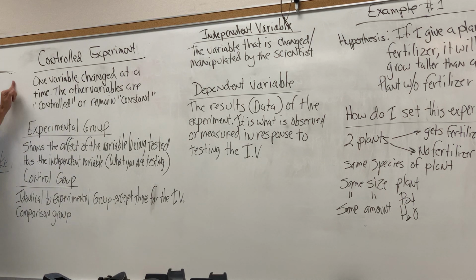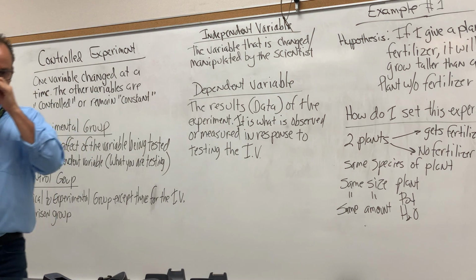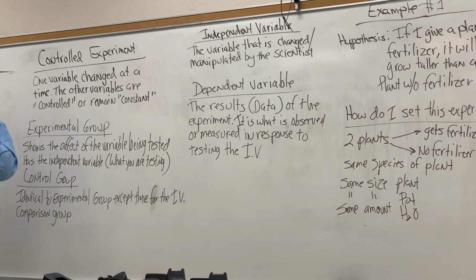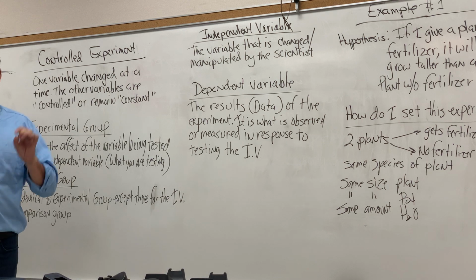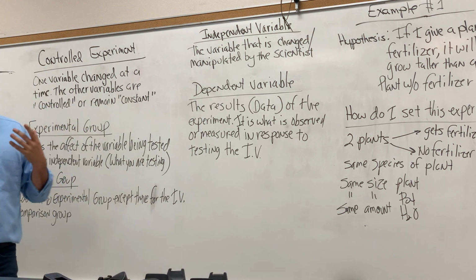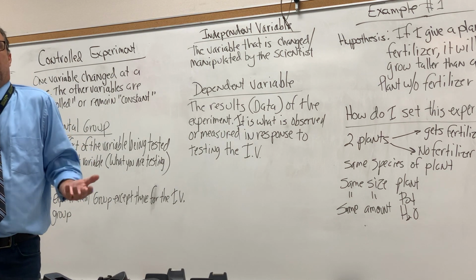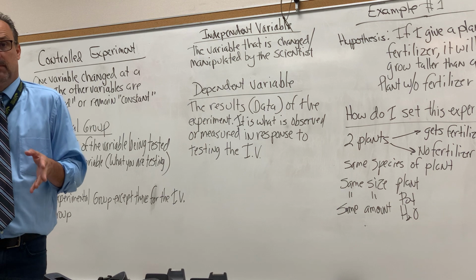So a controlled experiment: one variable is changed at a time. The other variables are controlled or remain constant. So when we are testing something, we have to make sure that we have all the other variables controlled and we have only one variable that is different. So let me explain what that is. Let's say that I want to find out if I can run faster in Air Force Ones than barefoot.